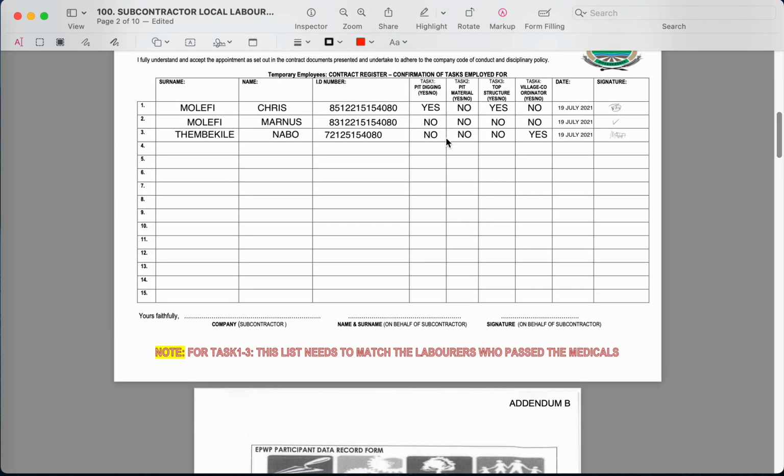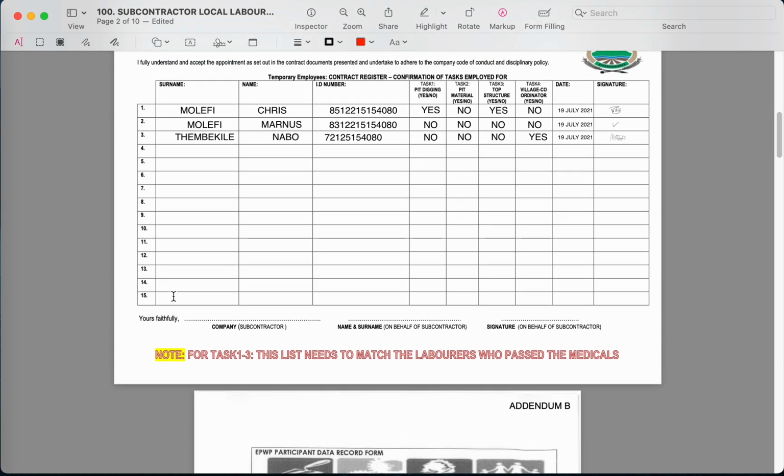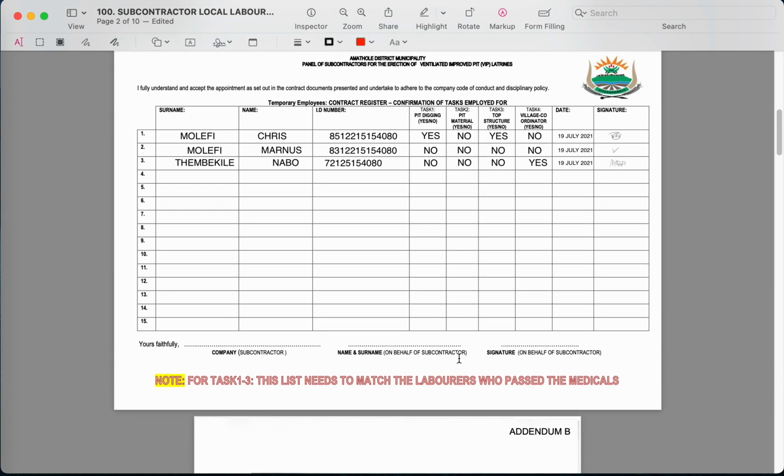So if you have 15 employees, meaning you're going to have 15 employees here. If you need an extra page, you will make a copy, and then you will also indicate that this is page 1, and the next page will be page 2, by just writing 1 or 2 anywhere on the page here, so that we know this is register 1, and then there's a register 2 for all your employees.